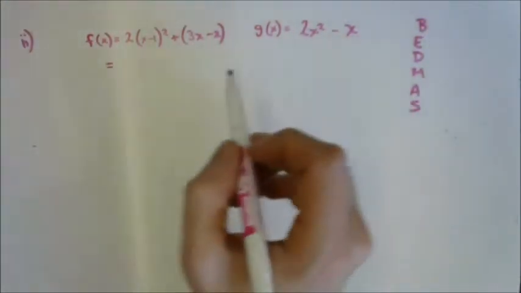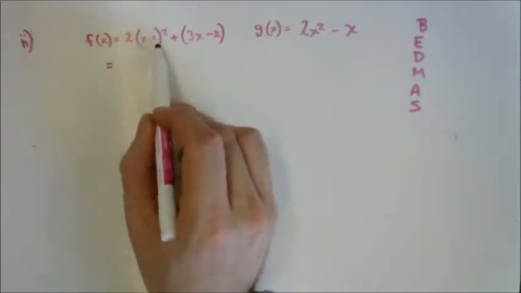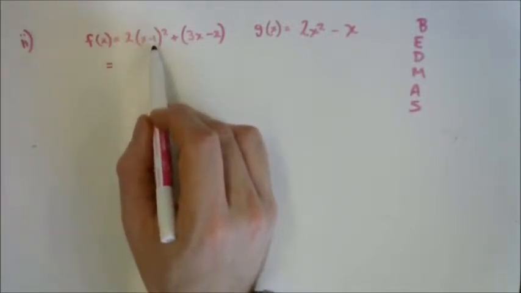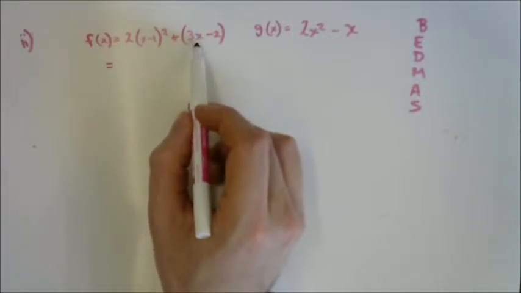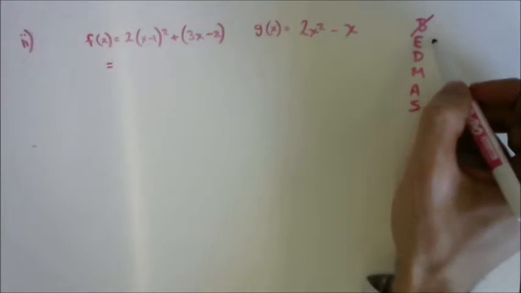Inside the brackets, can I simplify anything? Can I simplify x minus 1? No, they're not the same. I'm dealing with x's and a constant. Same thing here. I've got 3 x's and minus 2 constants. Nothing to do inside the brackets.